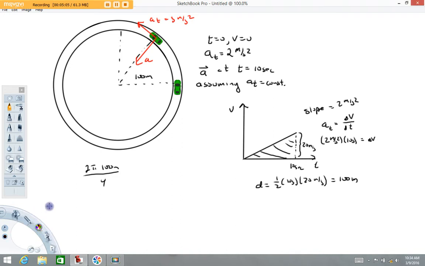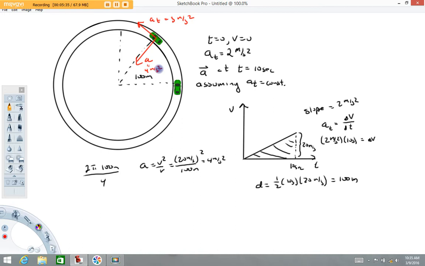Centripetal acceleration is equal to v squared over r. In this problem, the v at that instant is 20 meters per second, squared, over 100 meters. This is 400 over 100, which is 4 meters per second squared. So that gives us the value of the centripetal acceleration vector, 4 meters per second squared. The net acceleration is the vector sum of the two.